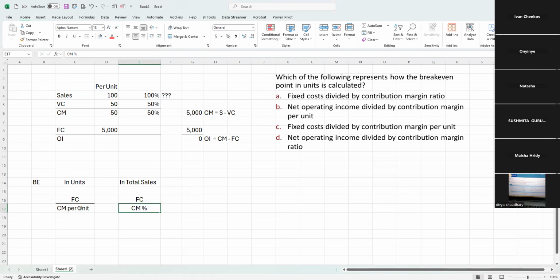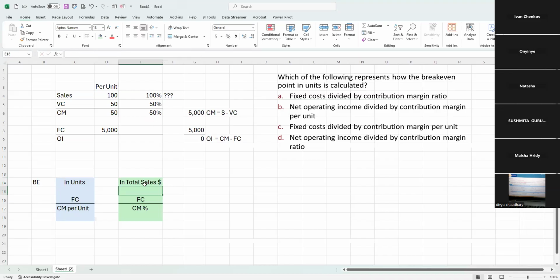So what you have to remember is, in both cases, fixed cost is the numerator. But what we're changing depends on what we're looking for. If we're looking for number of units, then we'll be dividing by contribution margin per unit. If I'm chasing total sales as a dollar amount, then I'm going to use the contribution margin percentage. Make sense?